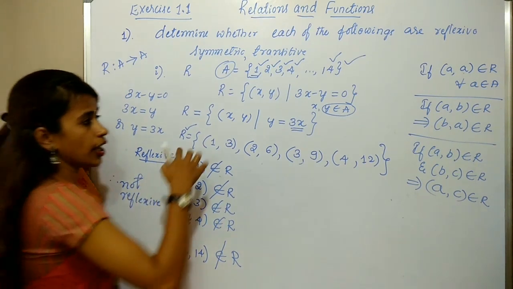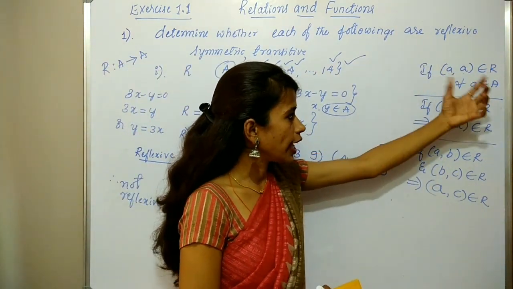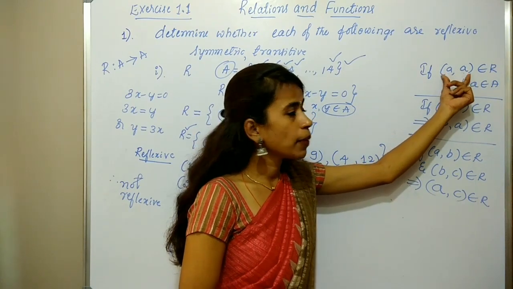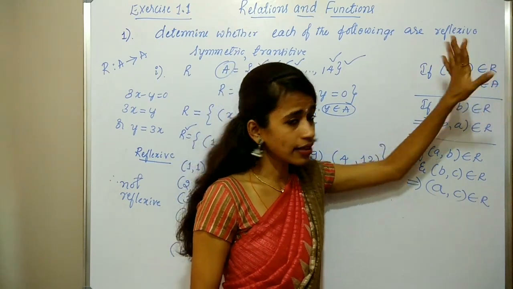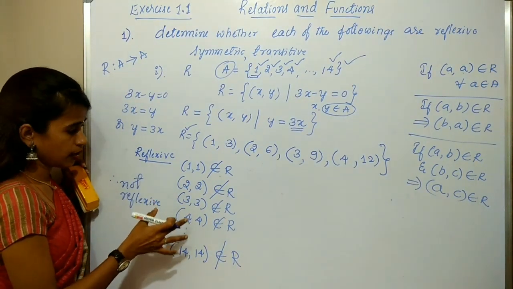Is it okay? For a relation to be reflexive, take every element of the set A; the ordered pair of the element with itself must be in that relation. Then we say that relation is reflexive. Otherwise, it is not reflexive.